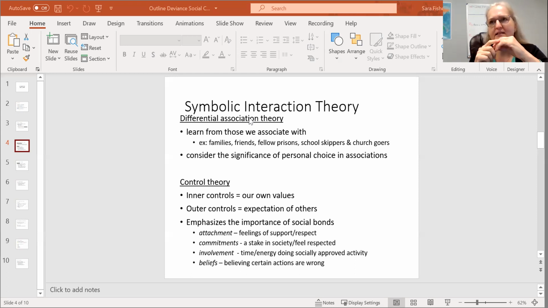So the idea here is that people that follow the rules are those that have both an internal moral compass and people who are expecting them to follow the rules. My husband likes to use this phrase that the reason you lock your car door or your house door is to keep honest people honest.